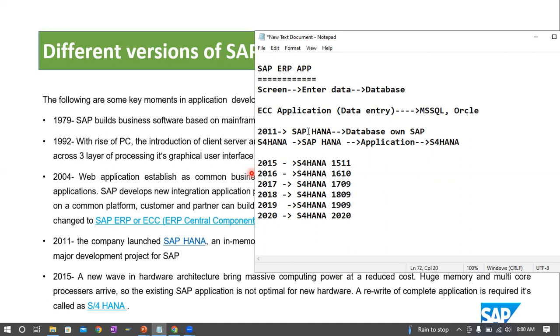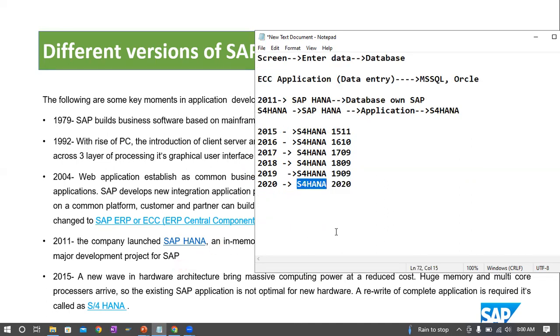Okay. So these are the different S4HANA applications. It started in 2015, and now we are in 2022, so almost around 7 years have passed. So you have to learn SAP in the S4HANA application. Why? Because it is in demand in the market. Without S4HANA knowledge, you can't face the interviews and you can't get the job. So now this training will be on S4HANA.